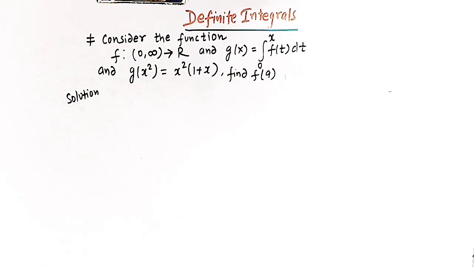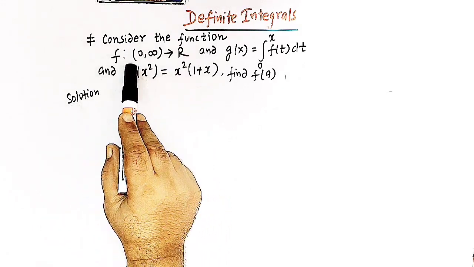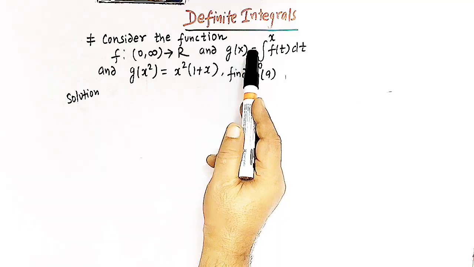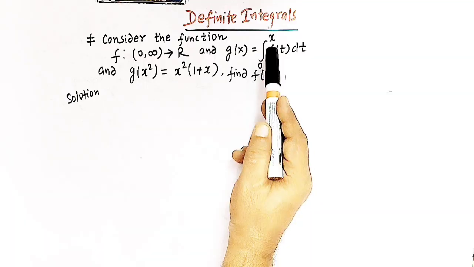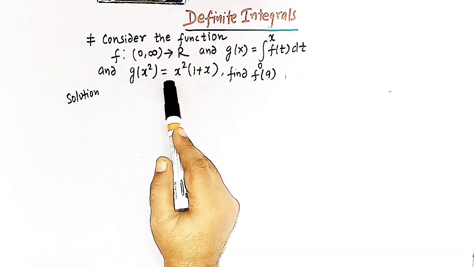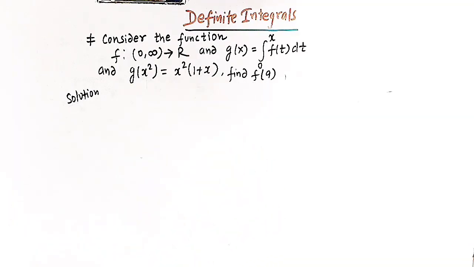Hello viewers, in today's session we are going to discuss another important and conceptual problem from definite integrals. Here we are going to discuss this problem in which we are given a function f from the open interval 0 comma infinity to the set of real numbers, and we have a function g of x that is equal to the integral 0 to x of f of t dt, and further we are given that g of x square is equal to x square times 1 plus x. Then we have to find out the value of f of 9.